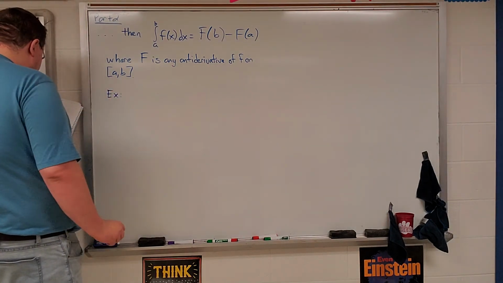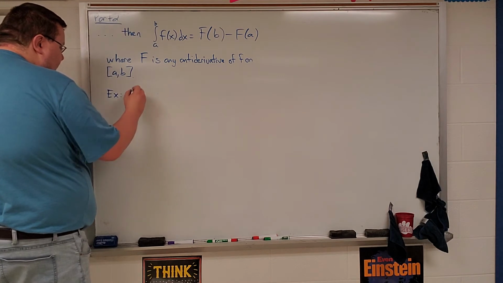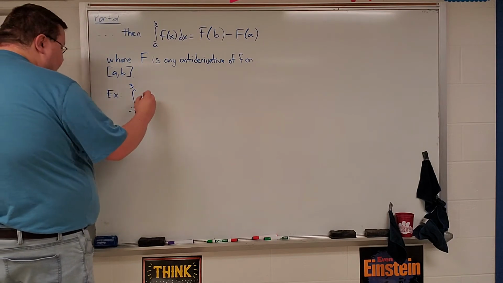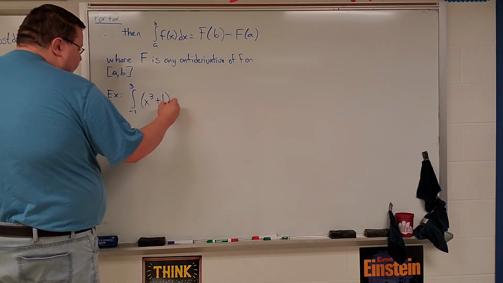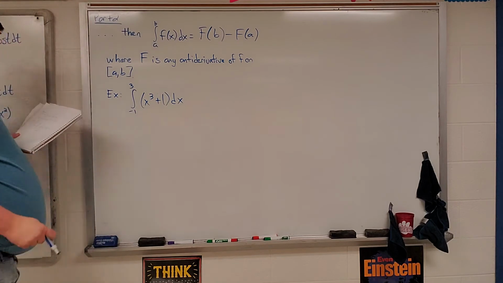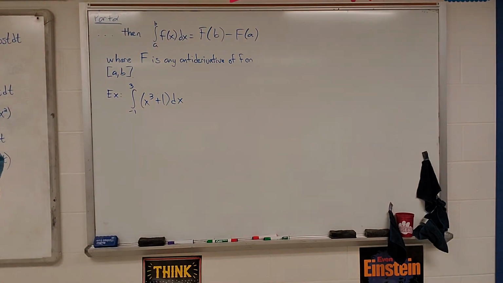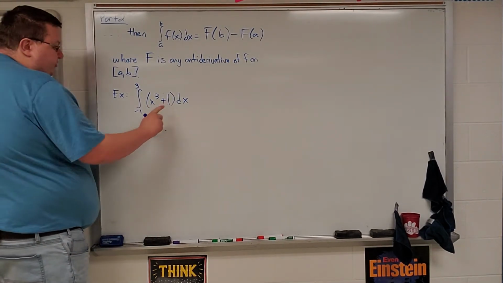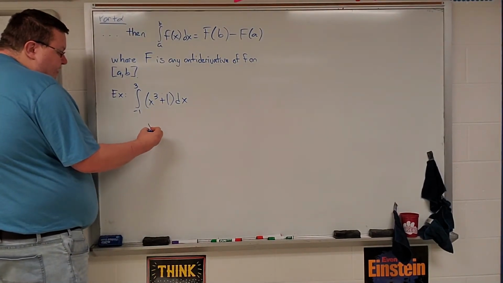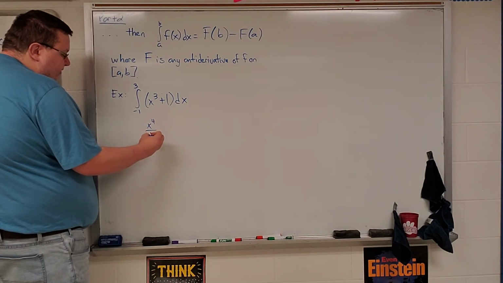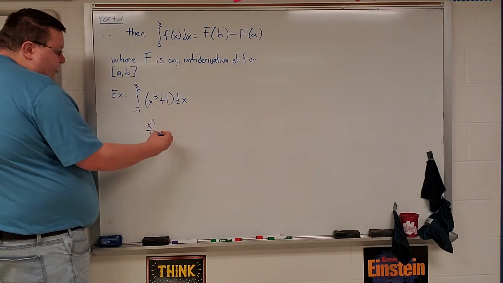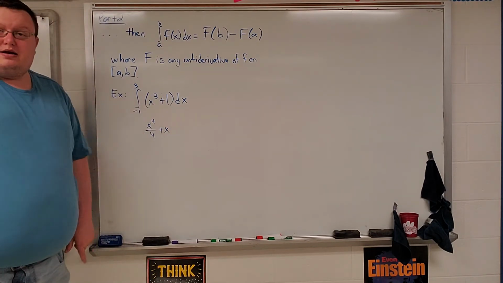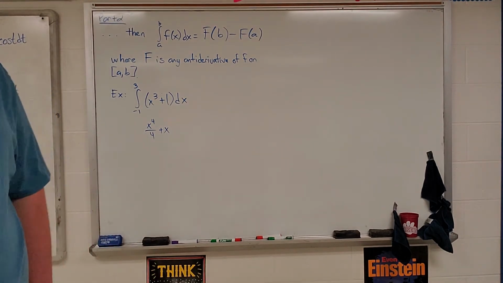Example. Let's do the definite integral from -1 to 3 of x cubed plus 1 dx. Let's antiderive x cubed plus 1. So x cubed, I add 1 to the power, divide by the new power. Antiderive 1, I get x, because x's derivative is 1. So 1's antiderivative is x.